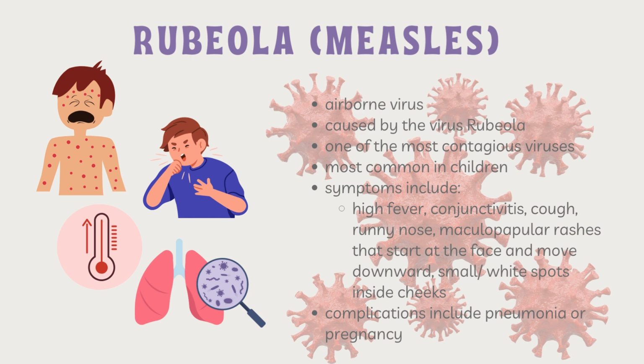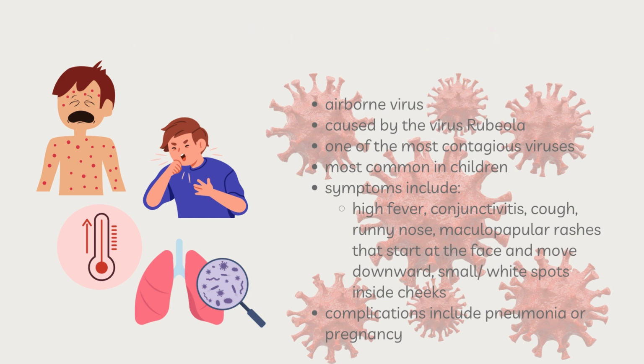Some symptoms may include high fever, conjunctivitis or pink eye, cough, runny nose, and rashes that start at the face and move downward. They also may include small white spots inside the cheeks and diarrhea or vomiting. Complications include pneumonia or pregnancy complications. Most deaths from measles come from complications like pneumonia, and women that are pregnant with measles can have premature babies.